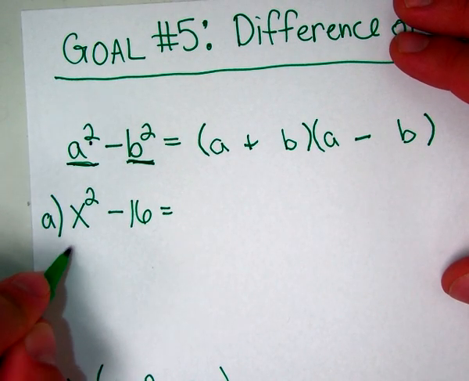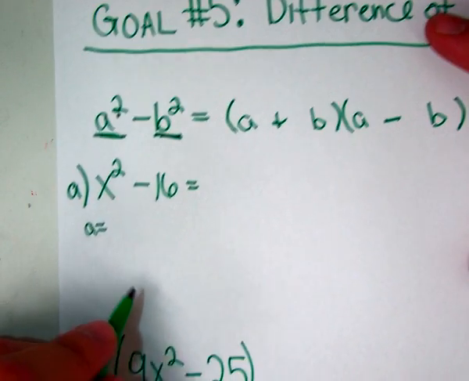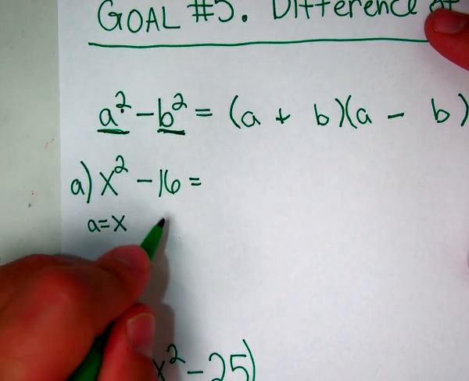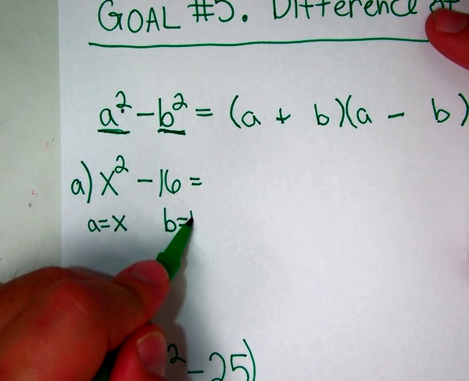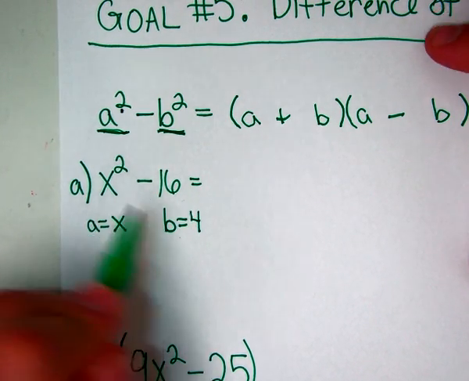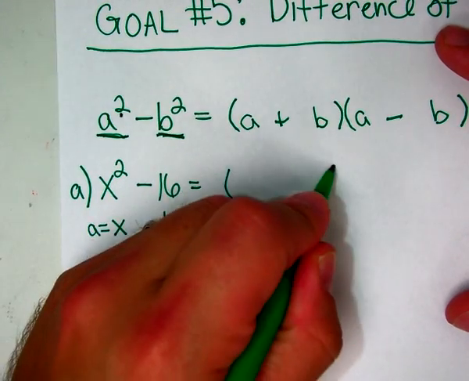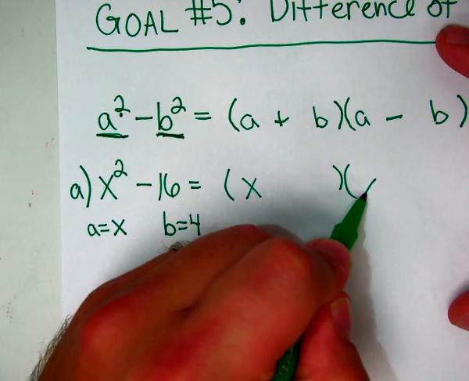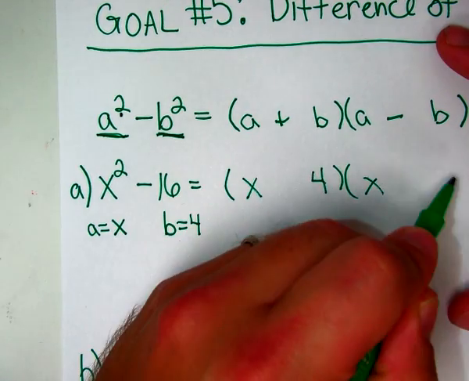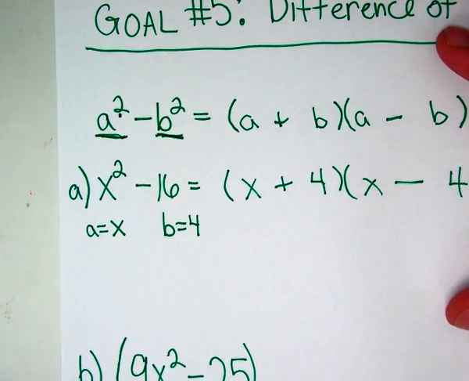When we look at letter A, what's the value that's being squared in order to give me an x squared? Hopefully that's easy. The answer is x. What's the value that's being squared to give me a 16? We're going to use a 4. We don't worry about the sign when we're doing the b value because the sign is taken care of by the formula. So now take your values and just plug those into your formula, and we end up with x and x, 4 and 4, plus and minus, and there's the factored form.